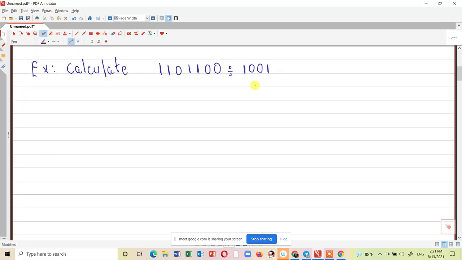So how can we divide this one? Now we go to our operation. I take 1101100 divided by 1001. So this is four digits, 1001, but this one is 1101. So we can separate only four digits. We put this one. Put this one.